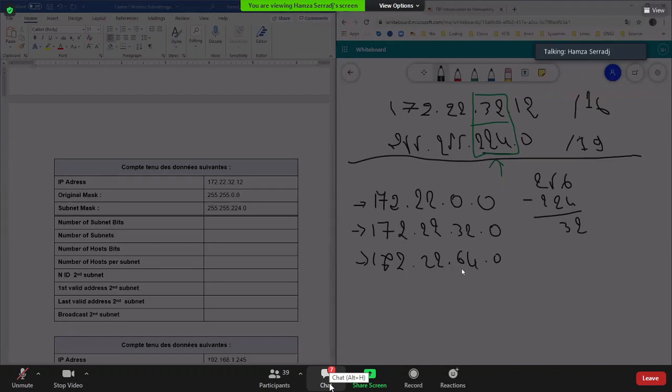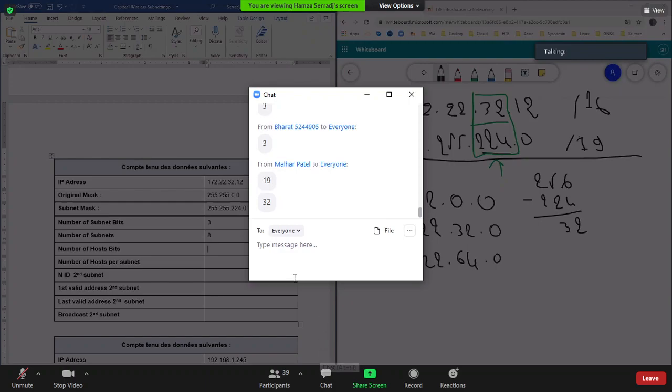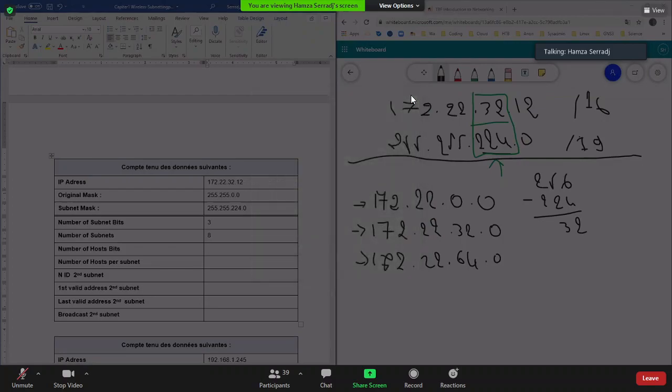So I'll keep going one more time here. 172.22.64.0. That's enough, right? Okay, so we said that we have 3 bits for subnet. 2 power 3 is 8 subnets. How many bits do I have for the hosts? How did you find that, Malhar? How did you find that, Karan?